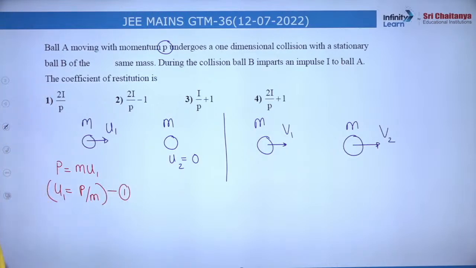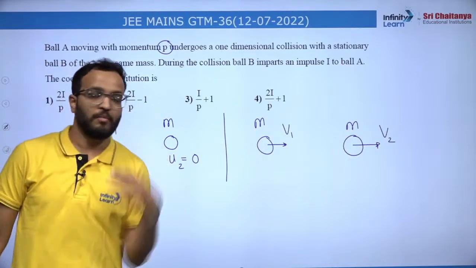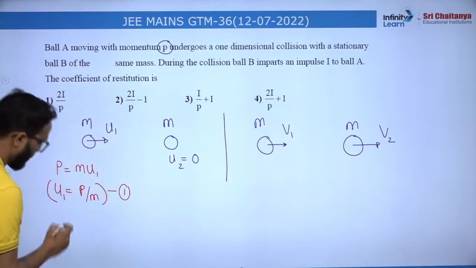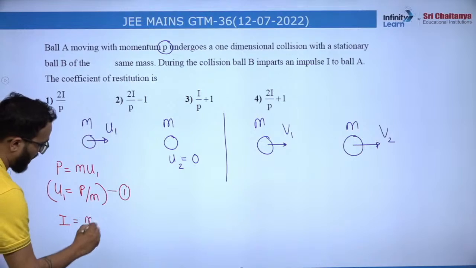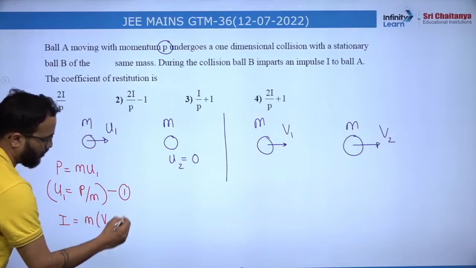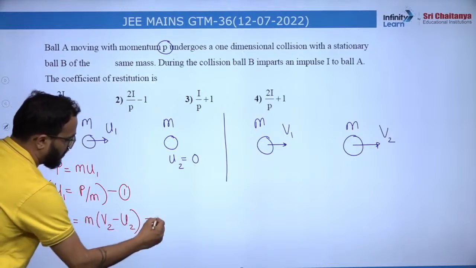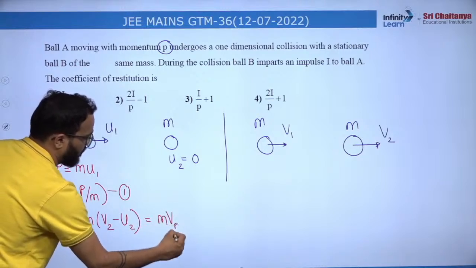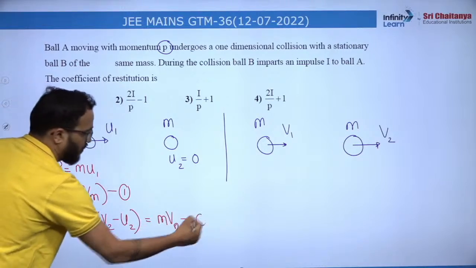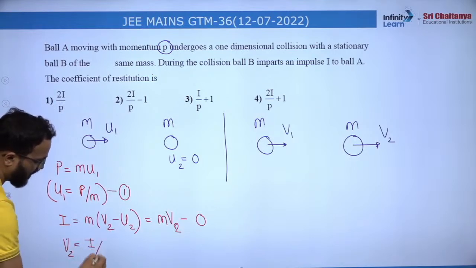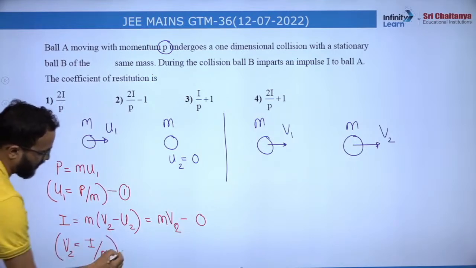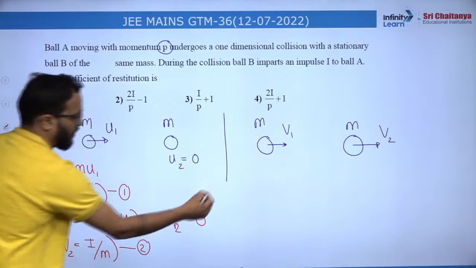Now second, they are saying that the change in momentum of the ball B will be I. So I is the change in momentum of the ball B, which is going to be m into v2 minus u2. And what is u2? 0. So it is m v2 minus 0. So we can say that v2 is I by m. Now we know these things.